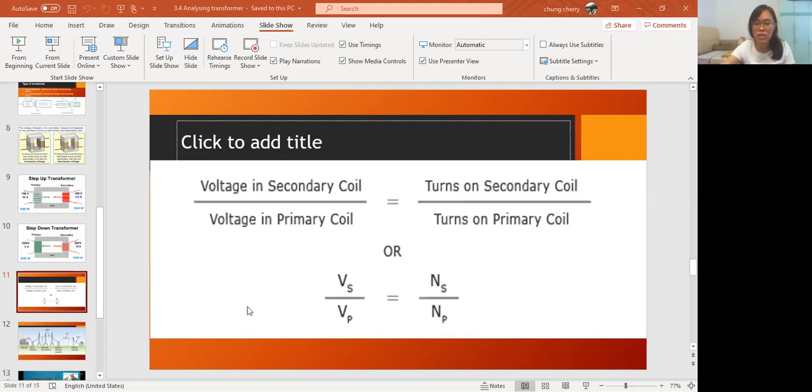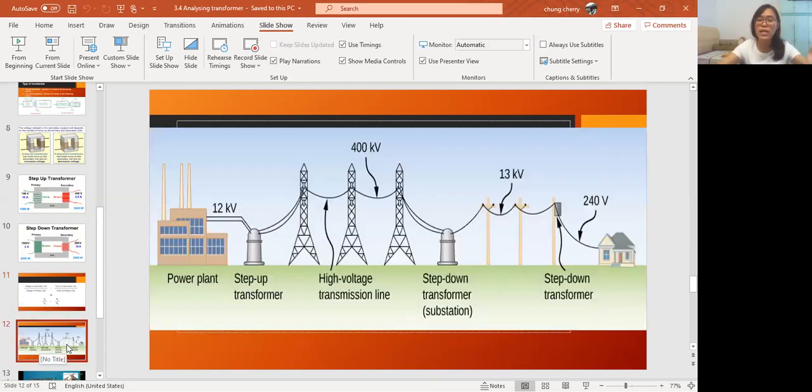That's why we need this transformer to help us step up the voltage, so that it is transmitted in a high voltage transmission line. Because on the way it travels in the transmission line, some of the voltage will be lost, maybe due to friction or light energy, so it will be lost. That's why we need to step up the voltage first.